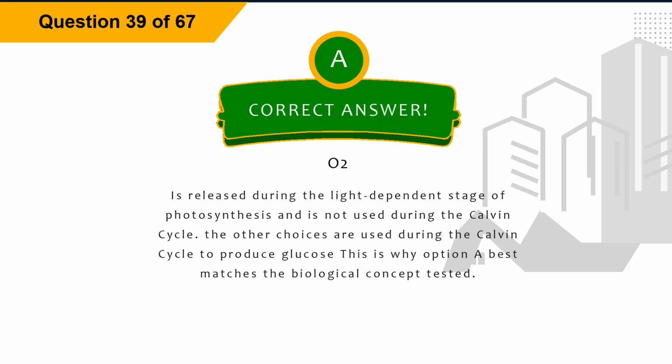Explanation. Oxygen is released during the light-dependent stage of photosynthesis and is not used during the Calvin cycle. The other choices are used during the Calvin cycle to produce glucose. This is why option A best matches the biological concept tested.